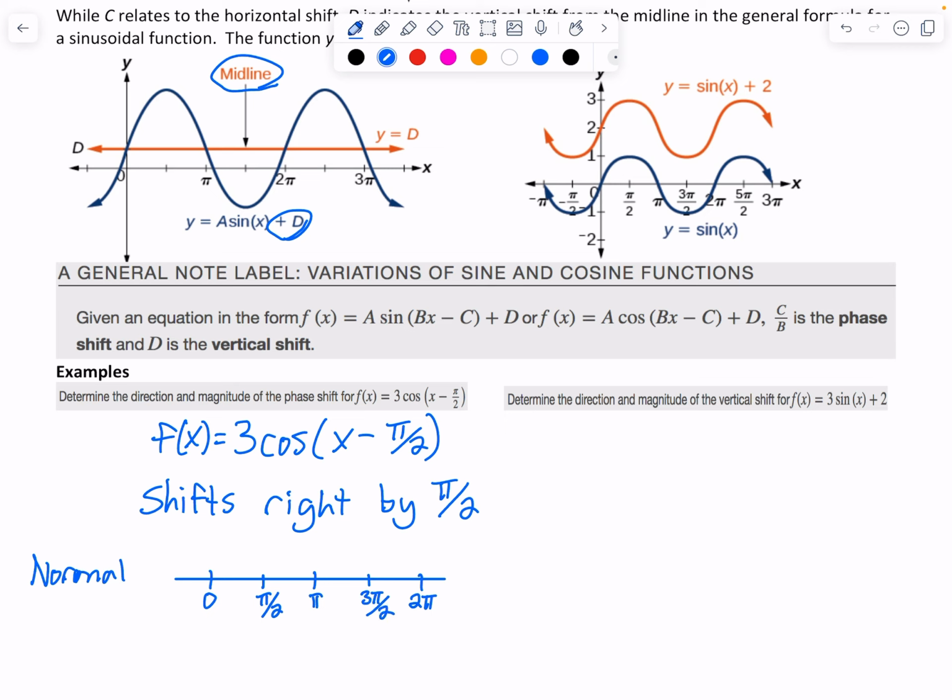So what I do is if there is no b making the period smaller, right? We have nothing in front of here, no b until 1. Then I would use this, and this is how I think about it. 0, pi over 2, pi, 3 pi over 2, 2 pi. Those are my quadrantal angles on our unit circle.